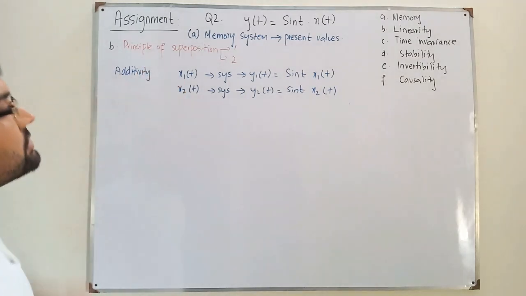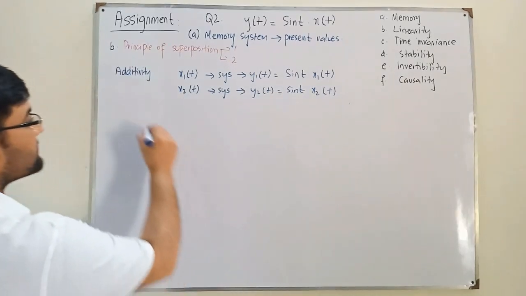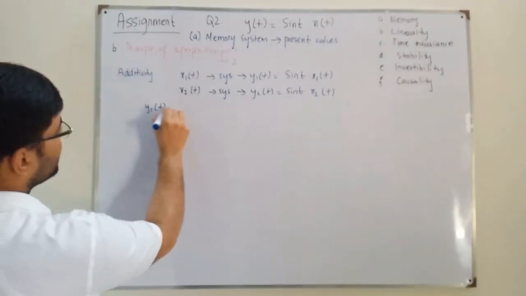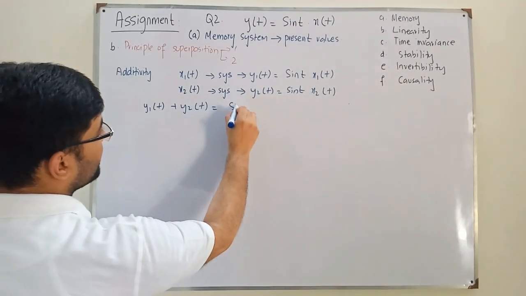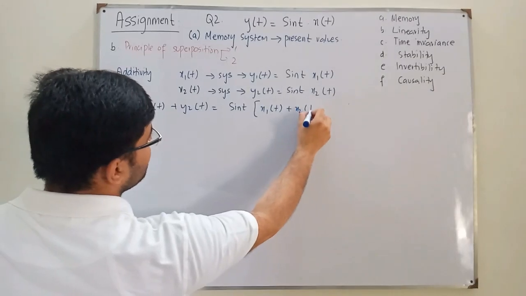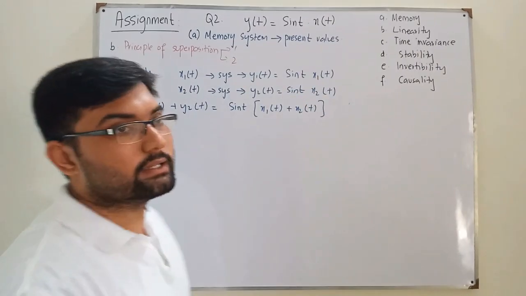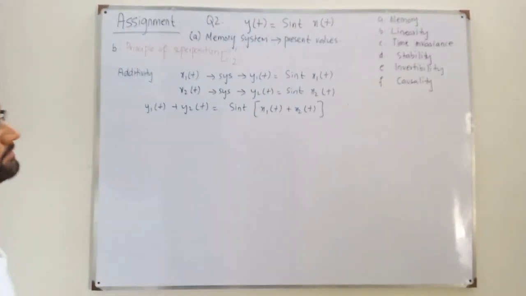Now you add the two outputs that you first gave to the system. So you have y1 of t plus y2 of t. Sine of t I can take common, so this is sine of t, and in the brackets you would have x1 of t plus x2 of t. This is when you add the outputs after passing them through the system.